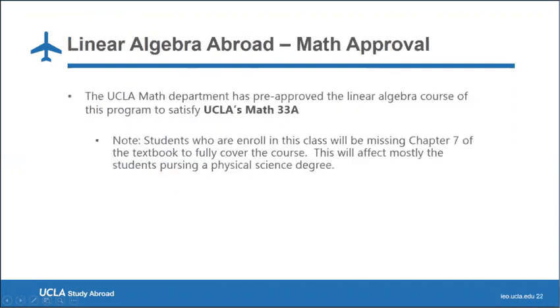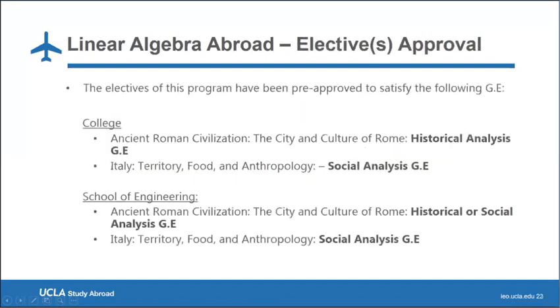The math course, the linear algebra course, has been pre-approved by the UCLA Math Department to satisfy Math 33A. I do want to note that students who do enroll in this program and are satisfying this requirement will be missing Chapter 7 of the textbook that's normally taught at UCLA. You're still guaranteed the credit. This will mostly affect students just pursuing a physical science degree, but I do want to make note that you will be missing that portion if you do decide to pursue this program, but it's still approved to satisfy Math 33A. The electives have also been pre-approved.